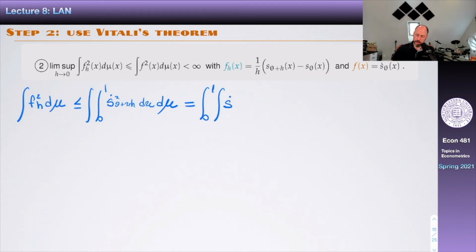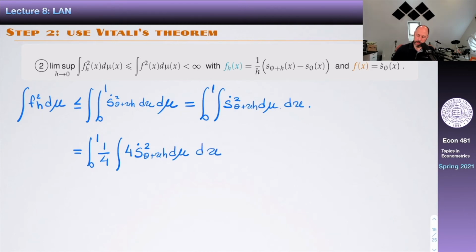It's the integral of s dot square theta plus u h d mu du. Oh, I don't have space to do the... Okay, let's just write it again. So this is the integral from 0 to 1, and let me write 1/4 here, integral 4 s dot square theta plus u h d mu du.